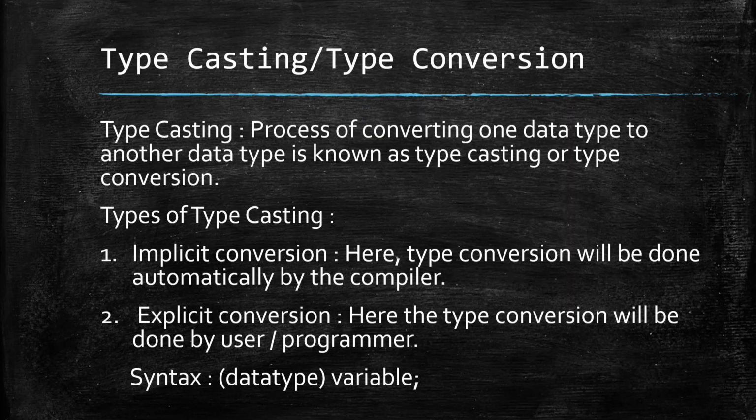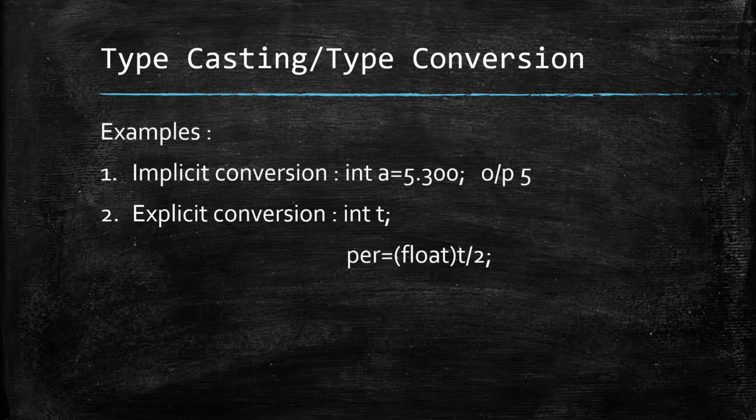For explicit conversion, the type conversion will be done by the user or the programmer. Whoever is programming will be converting the data type from one data type to another data type. This is known as explicit conversion. So let us see the syntax for it. The syntax is data type space variable. Now let us see the example, it would be more clear.